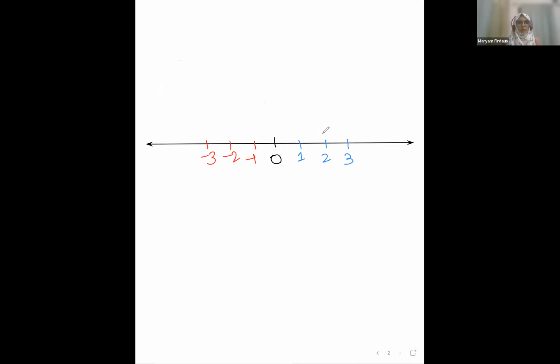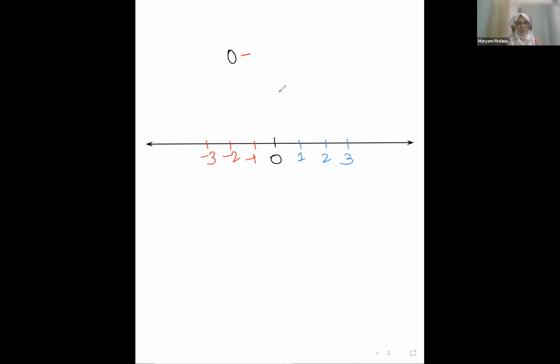You have a number line here. This is my 0. And the negative numbers, I'm going to mark it like this. My negative 1, negative 2, negative 3. And positive 1, positive 2, positive 3. Now, the question is saying 0 minus 3.